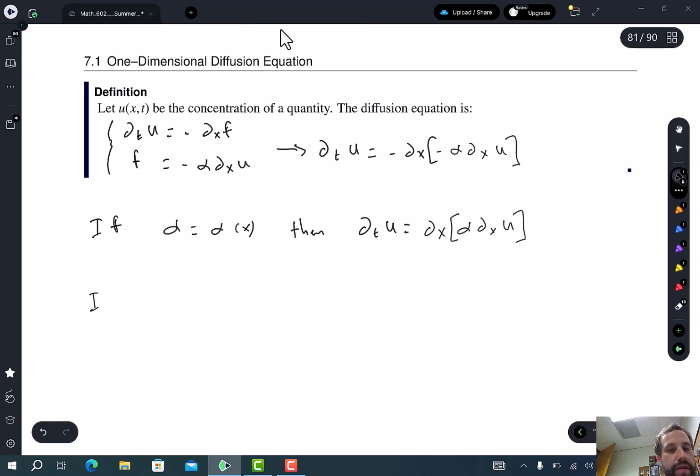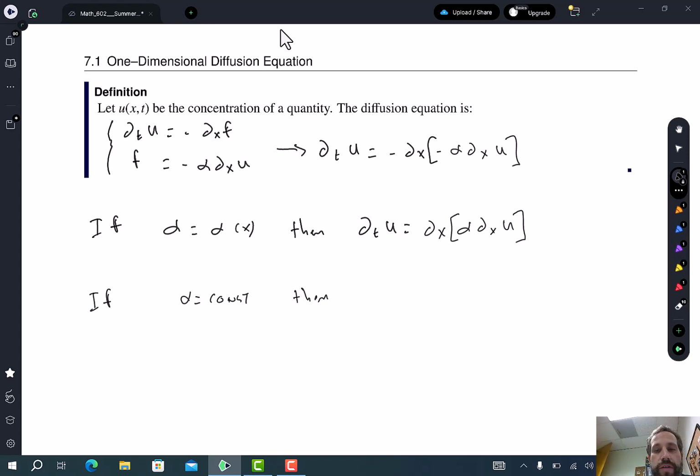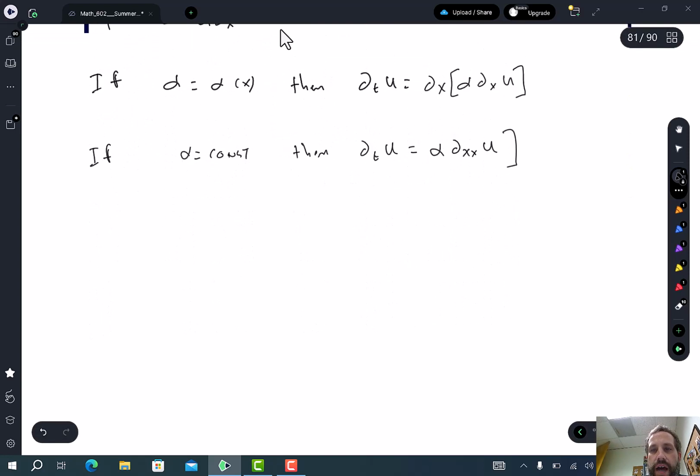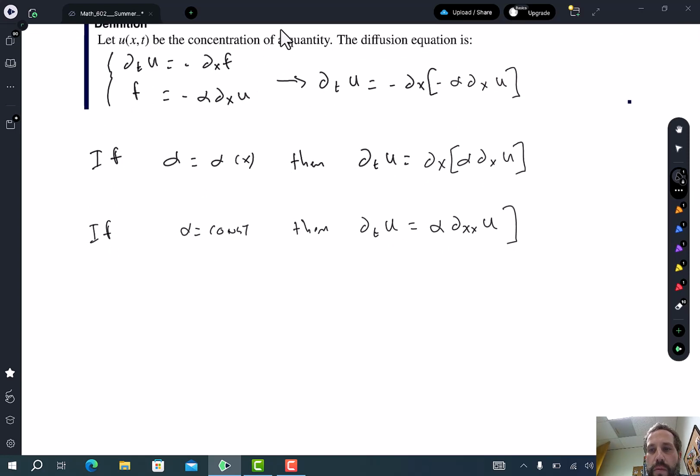Okay, if alpha equals a constant, we can pull that out of all of the derivatives, and we get what's known as the simplest diffusion equation, I guess. The t derivative of u is equal to alpha times the double x derivative of u. And this is really what people are probably talking about when they say the diffusion equation.